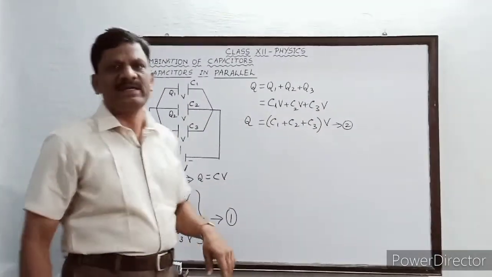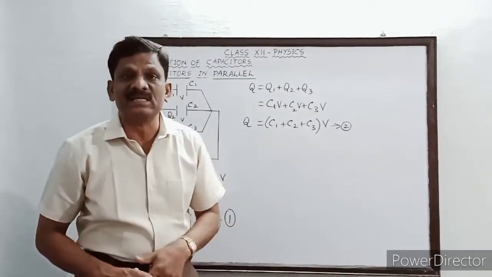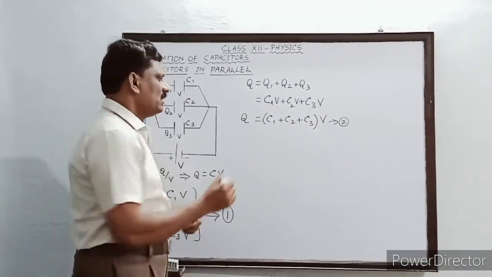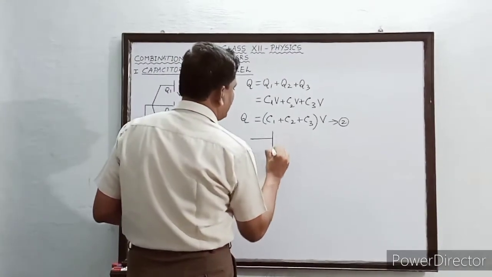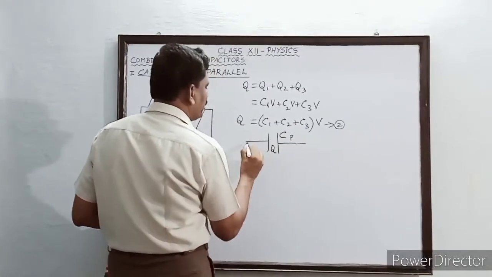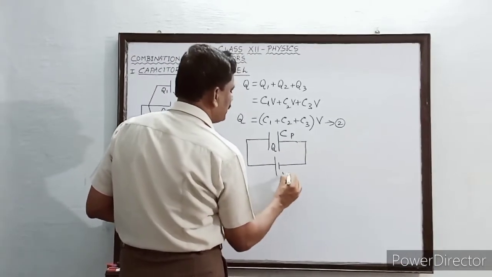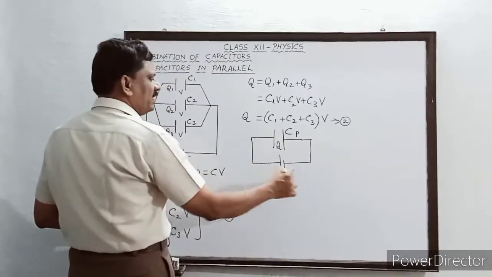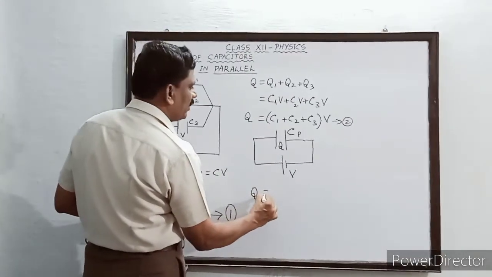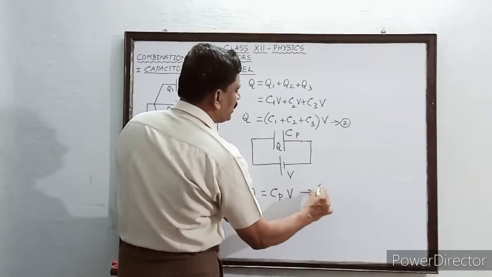Now, if these three capacitors are replaced by a single capacitor, what should be its capacitance? That is what we are going to derive. Let it be Cp, for parallel. I will redraw the circuit with a single capacitor of capacitance Cp, for the same quantity of charge Q and the same applied potential difference V. For this, the charge Q stored in the plate is Q equal to Cp into V, and this is equation 3.